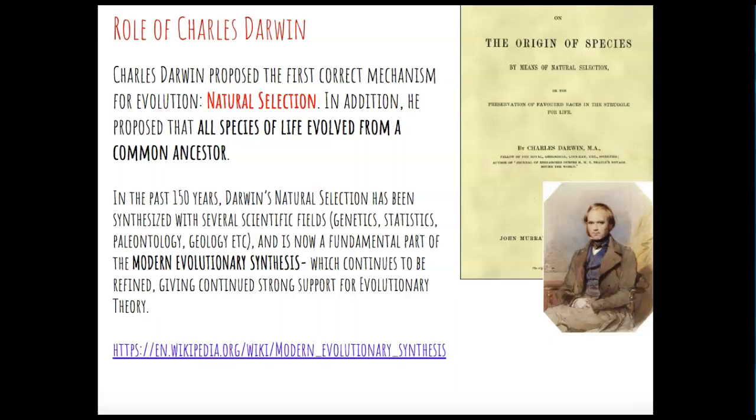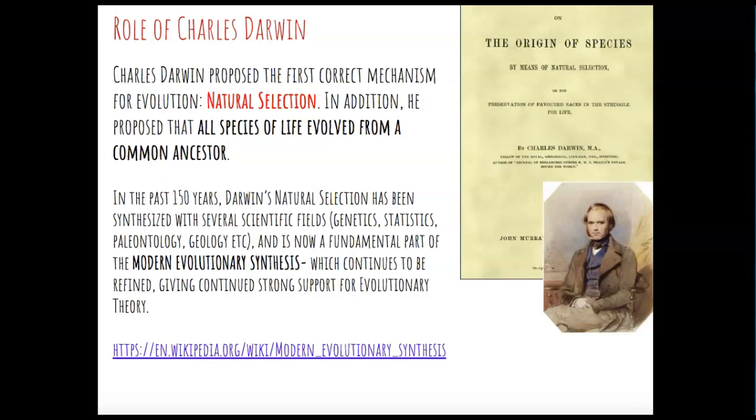If we only look at evolution from this perspective, we're missing a lot of important information. So in the past 150 years, Darwin's idea of natural selection has been synthesized with several scientific fields like genetics, statistics, paleontology, geology, as well as others, and is now a fundamental part of the modern evolutionary synthesis, which continues to be refined, and it gives continued strong support for evolutionary theory.